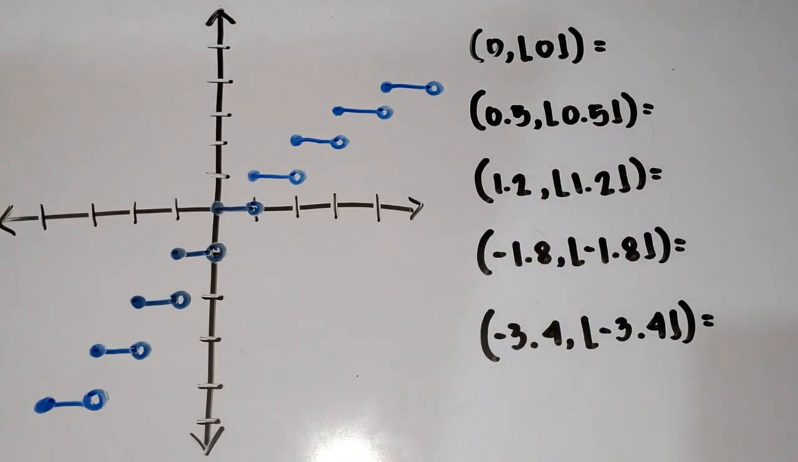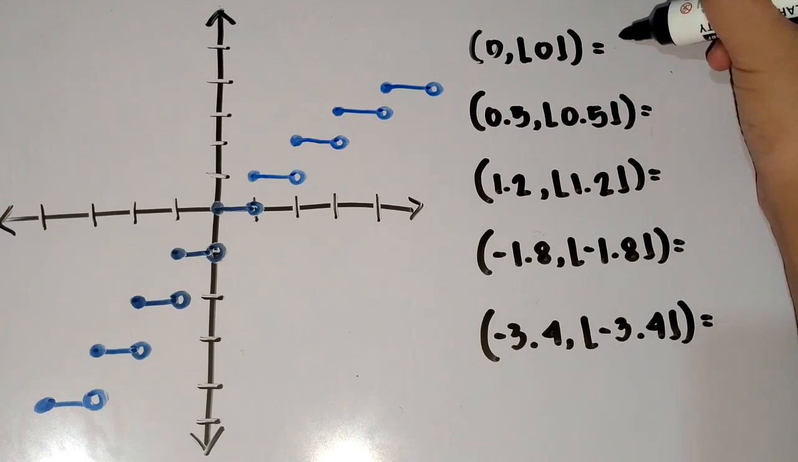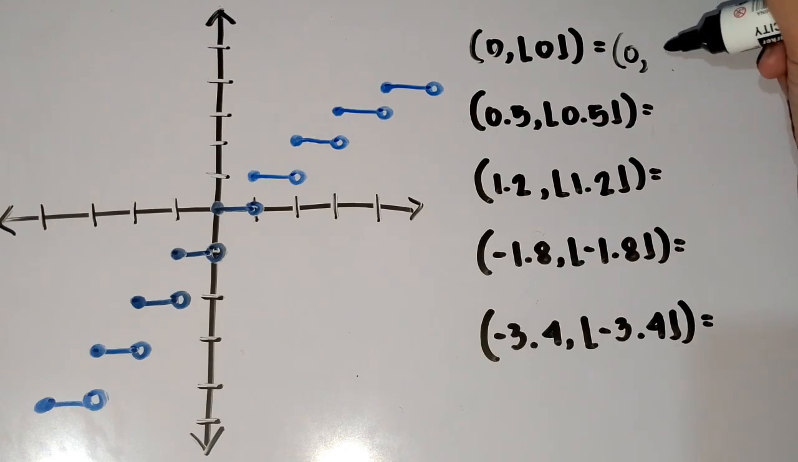Next, we will visualize how this function behaves on a graph. But first, we are going to plot the points. But before we plot the points, we need to find each greatest integer function. Now we have here 0 and the floor of 0. The greatest integer of 0 is 0. Now we have 0 and 0.